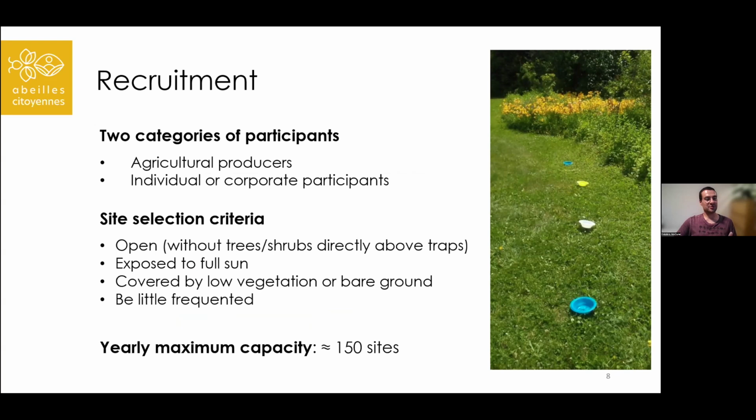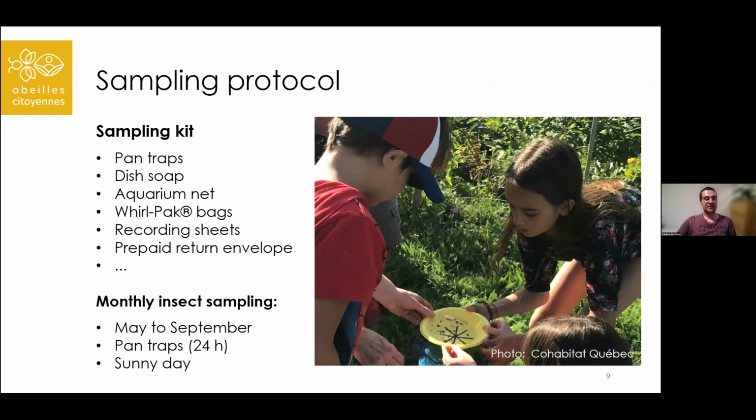To be involved, volunteers must only have access to a site that is open, exposed to the sun with no overhanging vegetation, and some bare ground so they can set up the trap. Our yearly maximum capacity regarding identification and sorting of the samples is about 150 sites per year. And we usually have about 100 volunteers following these sites, because some volunteers follow more than one site. The way it works, we send them a sampling kit at the beginning of the season. It contains pan traps.